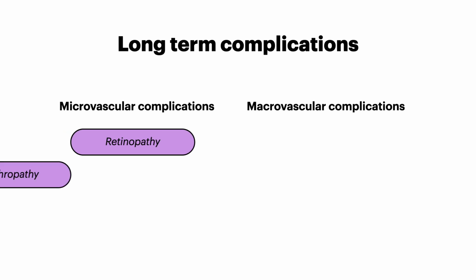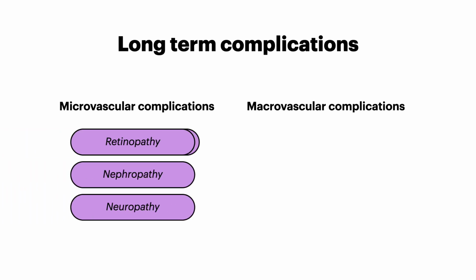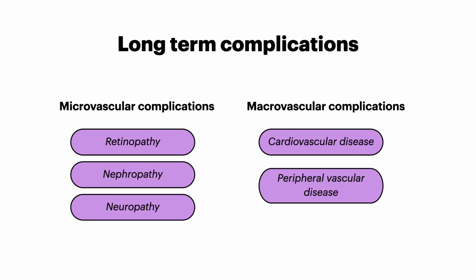With time, uncontrolled diabetes can lead to serious complications. Microvascular complications affect small blood vessels. Retinopathy can damage the eyes and potentially lead to blindness. Nephropathy affects the kidneys and may progress to kidney failure. And neuropathy damages nerves, causing pain, numbness, or dysfunction.